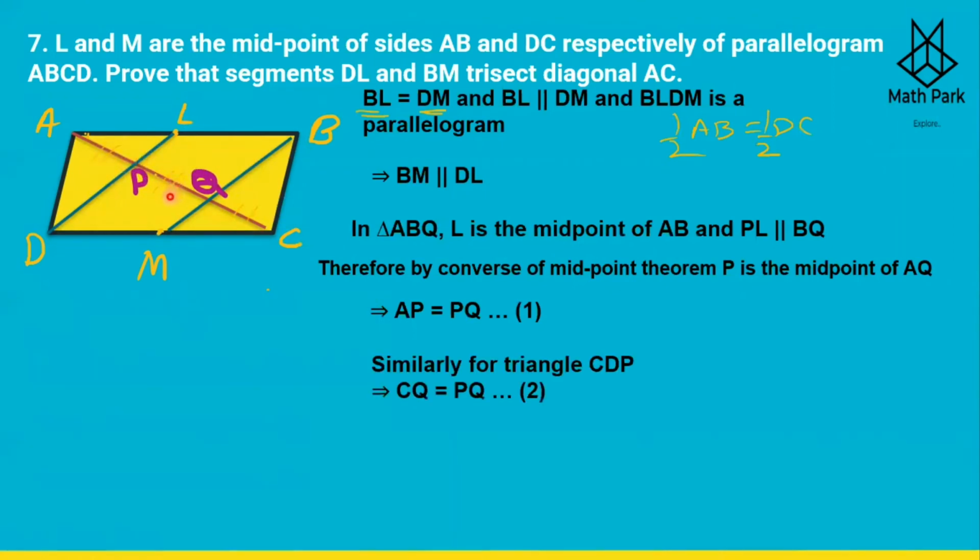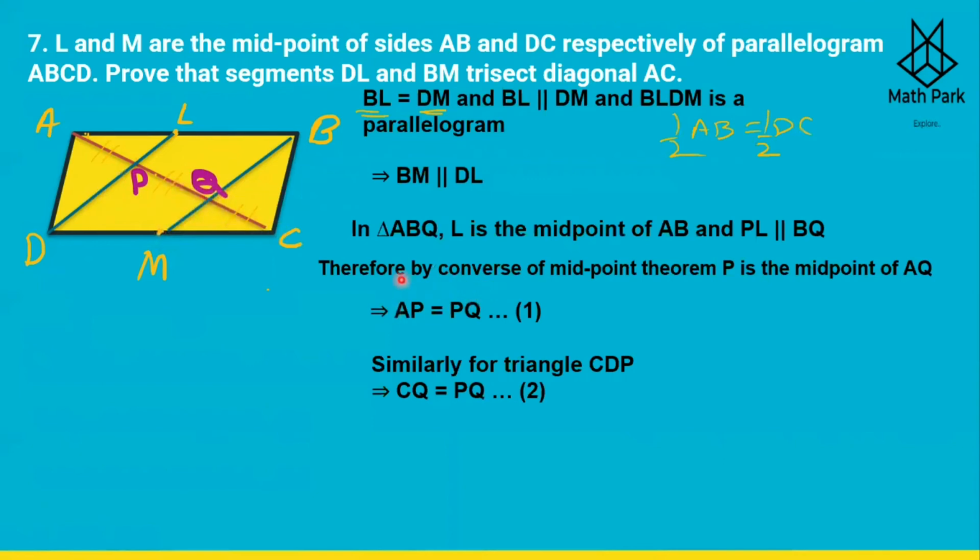Then next, in triangle CDP, M is already the midpoint and these are parallel. So Q becomes the midpoint of CP. If Q becomes the midpoint, then CQ is equal to PQ. Got it? M was the midpoint of DC, and a line drawn parallel to one side of a triangle from the midpoint bisects the third side. That is how you get Q as a midpoint. So you get CQ is equal to PQ.